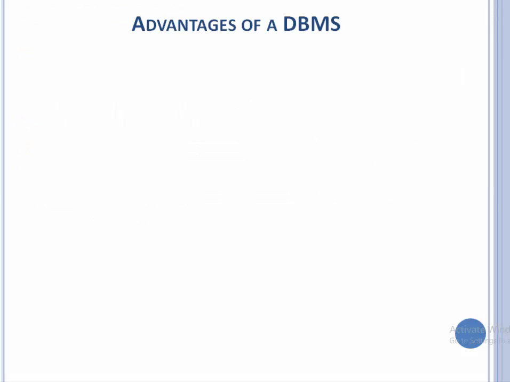So let us see the advantages of DBMS. What are the advantages of DBMS? Here I listed some main advantages of DBMS. First one is data independence. Data independence means, let us take one application program. This application program should be as independent as possible from the details of the data representation and data storage.